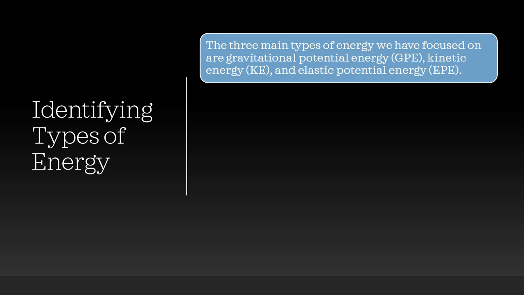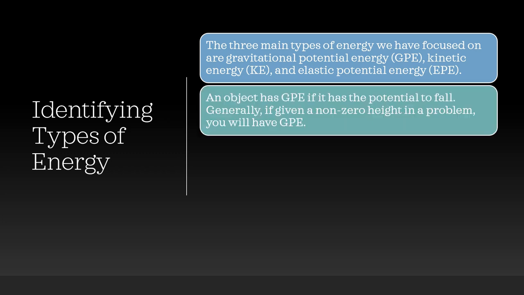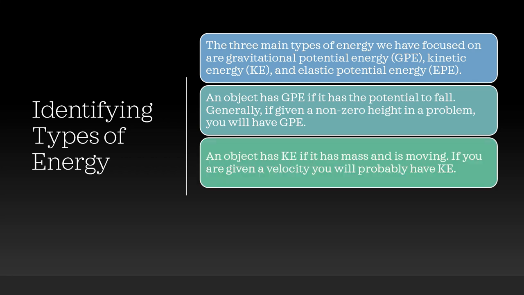And the three main types of energy that we've focused on are gravitational potential energy, kinetic energy, and elastic potential energy. An object will have gravitational potential energy if it has the potential to fall. So generally speaking, if you see a height in a problem, you're going to be getting a gravitational potential energy. Kinetic energy is the energy of motion. So in order for an object to have a kinetic energy, it has to have a mass and it has to be moving. If you're given a velocity, you're almost certainly going to have a kinetic energy.